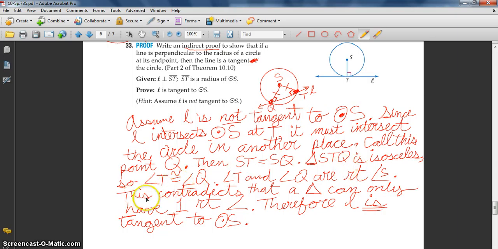But this, and here's our contradiction, this contradicts that a triangle can only have one right angle. There's no way for a triangle to have two right angles in it because 90 plus 90 is 180. Then you'd have nothing left over for the third angle because the three angles must add up to 180. Therefore, L is tangent to circle S. So since we came to this contradiction, once again, that means that what we are trying to prove is true, since we assumed the opposite is true.